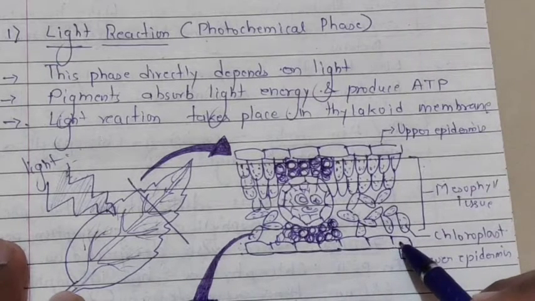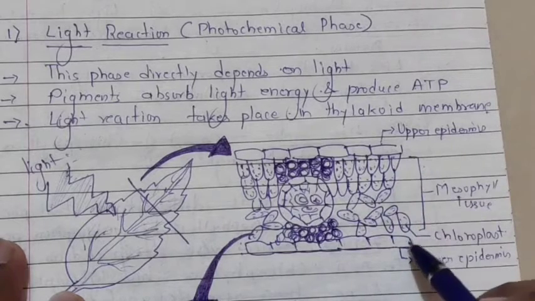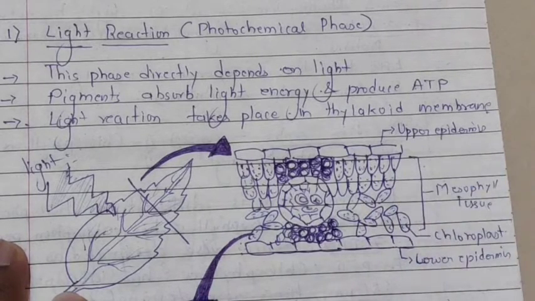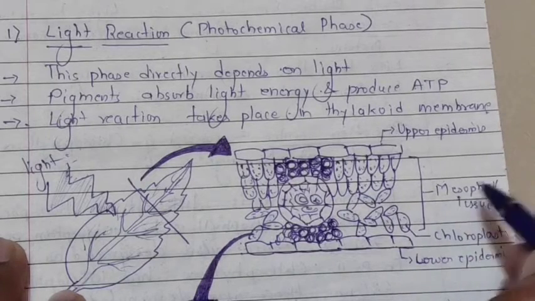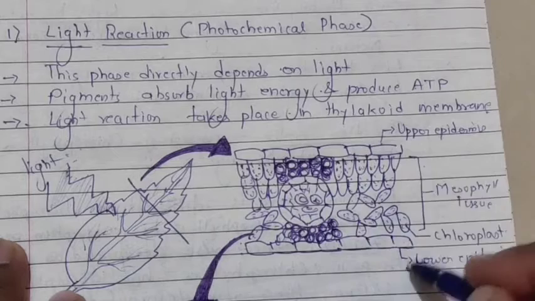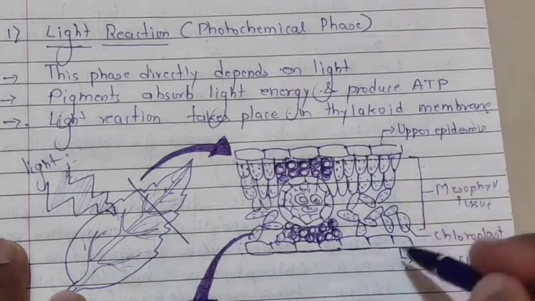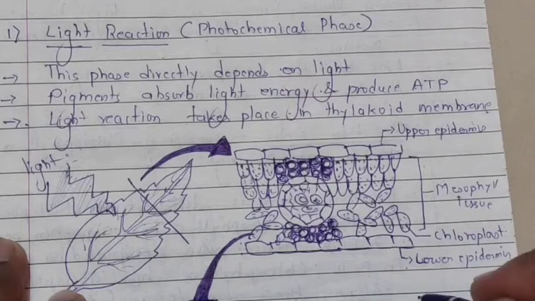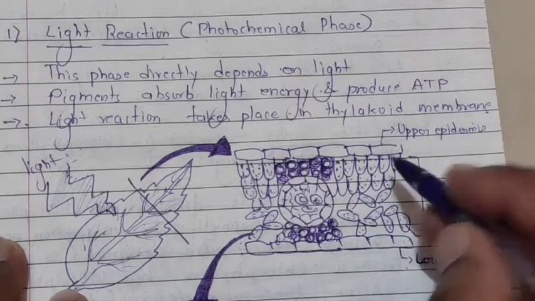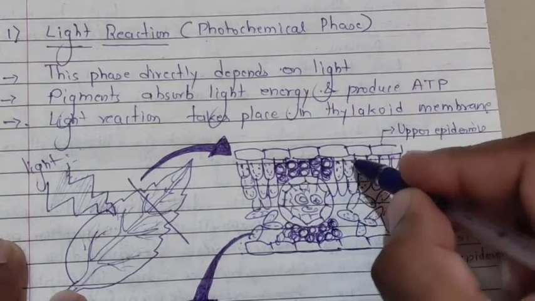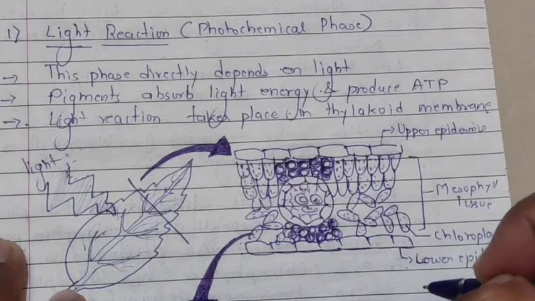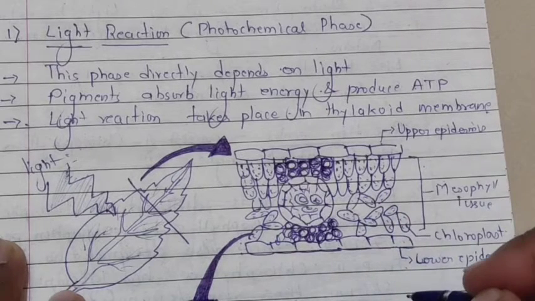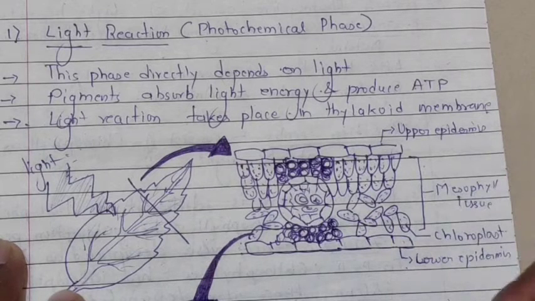Between the upper epidermis and lower epidermis, you will see some cells. We call them mesophyll cells. Meso means between, phyll means leaf. Between the upper epidermis and lower epidermis, there are certain cells called mesophyll cells, or a group of tissues overall. In these cells, can you see these dots? These dots are chloroplasts, cell organelles specialized for absorbing light energy and converting it.